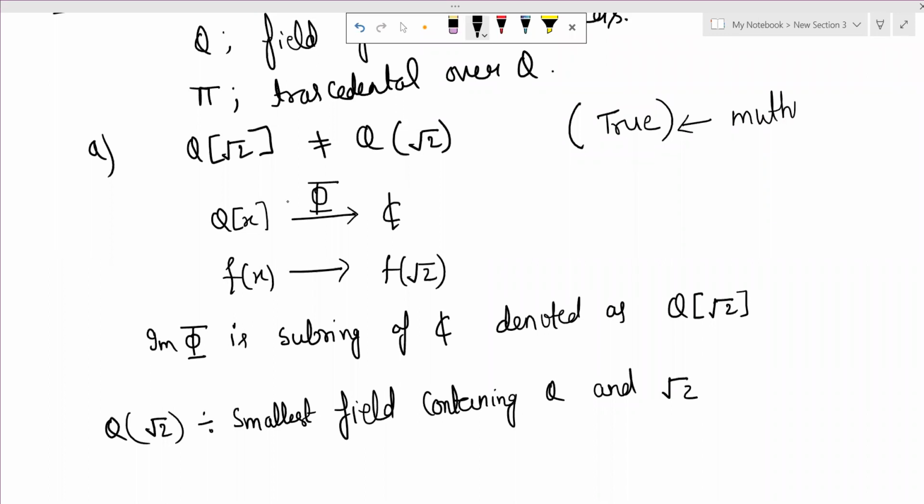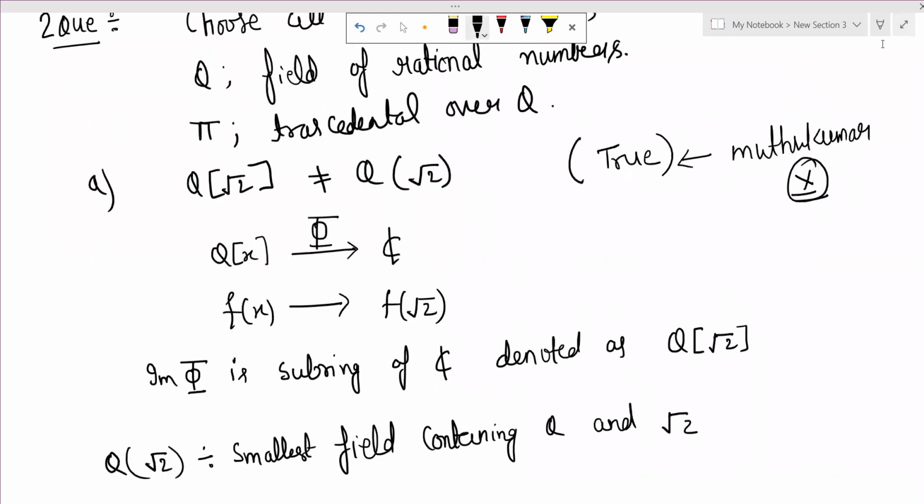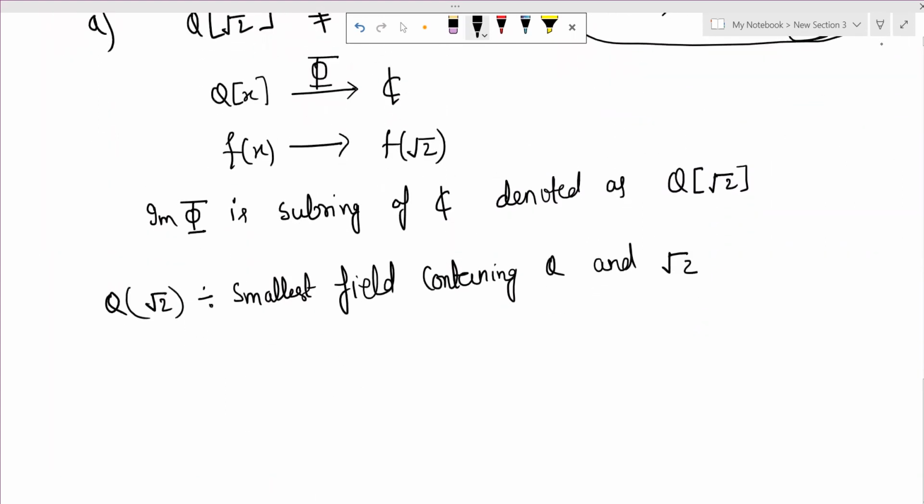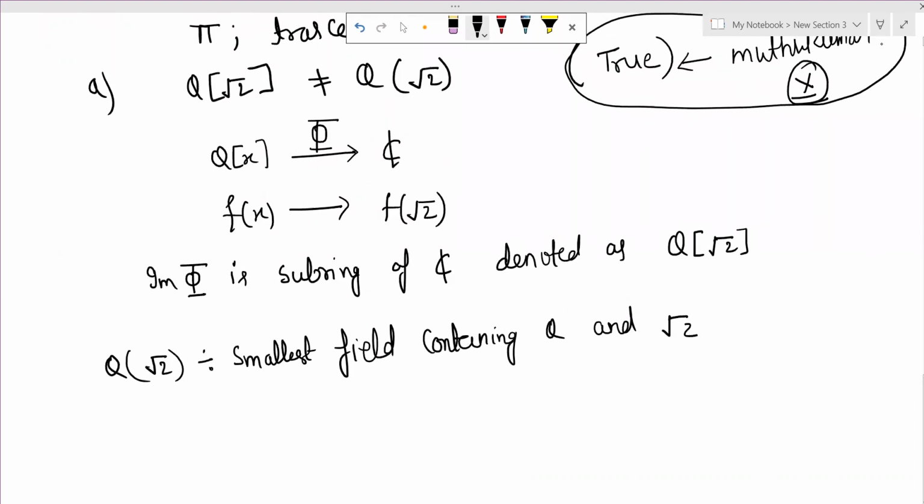Which is not correct. Tell me, is this true or not? What do you think? Try to do something. How will you argue? Just think about this map phi.